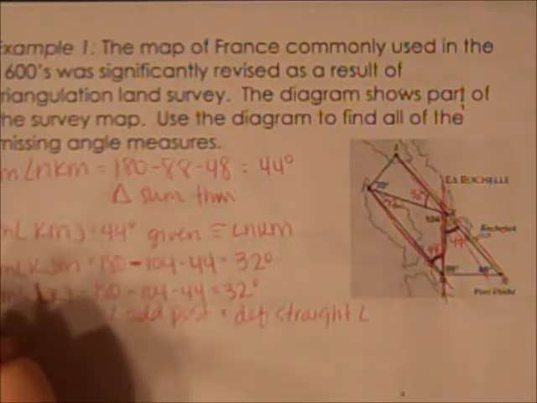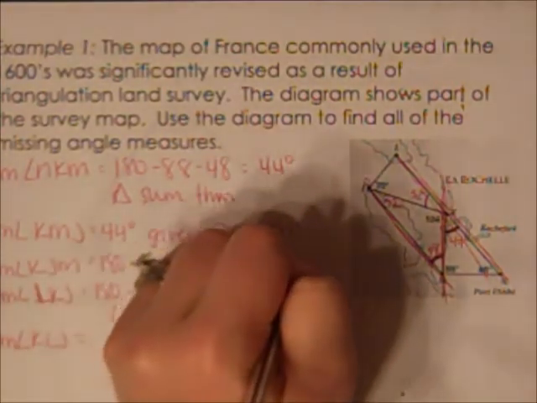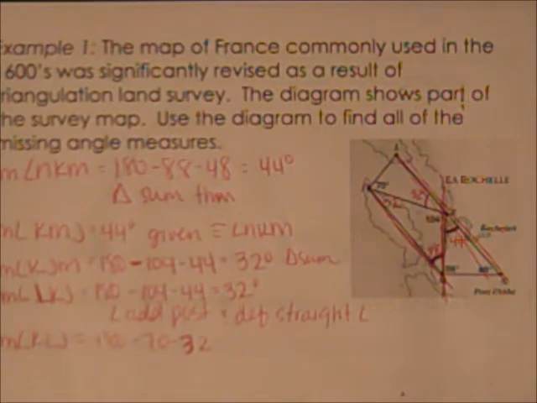And then last step, the measure of angle KLJ. Same thing with the triangle sum theorem that we used here and here. It has to be 180. I've already used 70. I've already used 32.